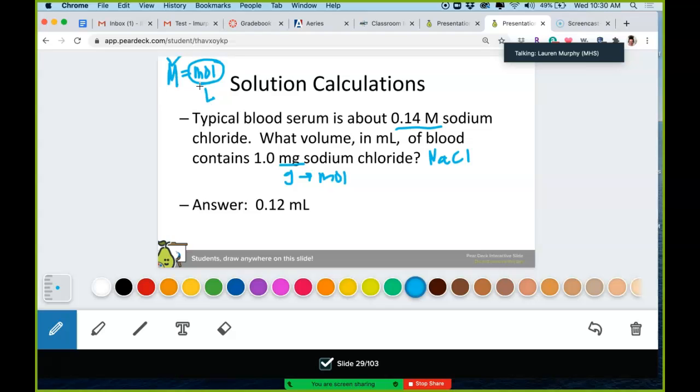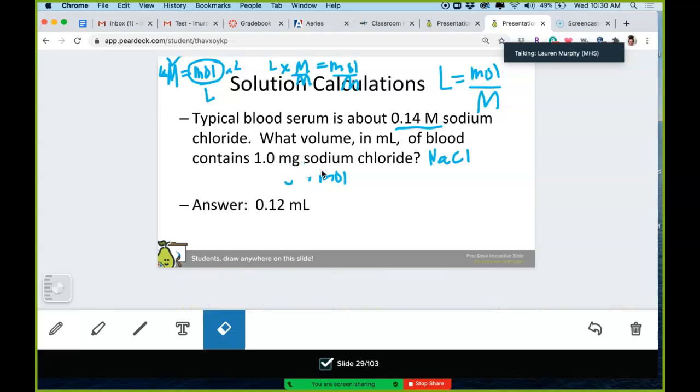Now what's tricky about this is you can't solve for something while it's in the denominator. I don't want you to leave it there. So in order to get it out of the denominator, you have to multiply both sides by liters. So it's liters times molarity equals moles. Now to isolate the liters, you have to divide both sides by molarity. So it comes out to be liters equals moles over molarity.